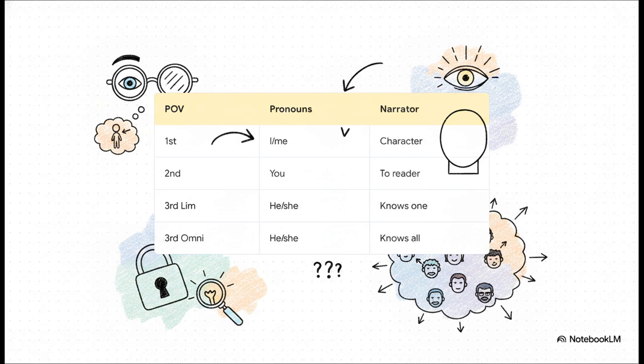Then there's second person, which speaks directly to you. Third person limited grants us access to just one character's mind, using he, she, or they, keeping everyone else a total mystery. And finally, third person omniscient gives us that godlike, all-knowing perspective across all the characters.